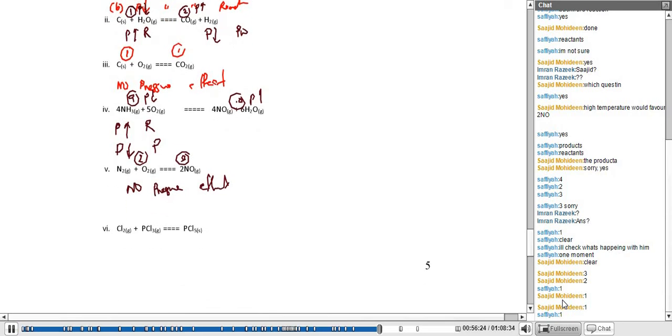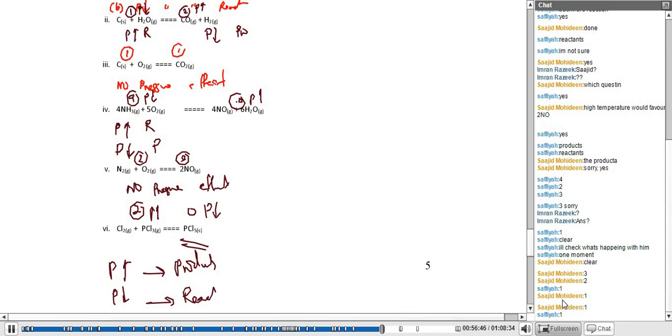And the last one, solid means 0. There's no low pressure, 0 molecules. Here 2 molecules, pressure high. Solid is nothing, right? 0. So when you increase the pressure, it favors the products, low pressure side. If you decrease the pressure, it favors the reactants, which is high pressure side. Clear? Did you check your answers?